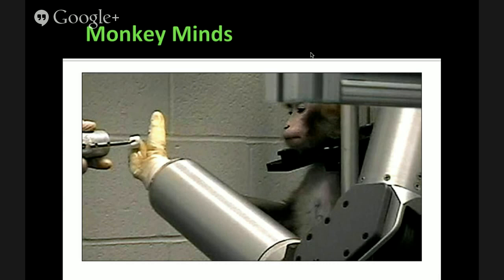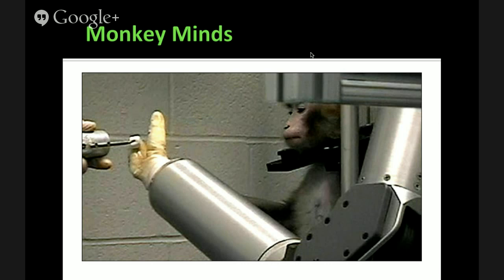So this is actually a photograph from a video. You can Google to find the original video. But this is a monkey who has electrodes in its brain that is controlling a robotic arm. This is a cyborg monkey. Yes, this is real life. We are living in a world with cyborg monkeys. Do you realize how cool this is? Yes, in fact, cyborg monkey.